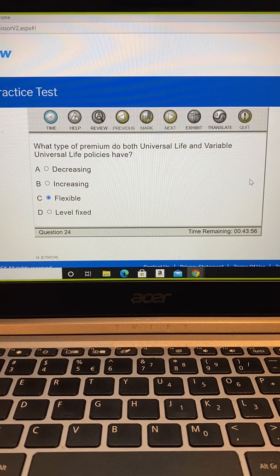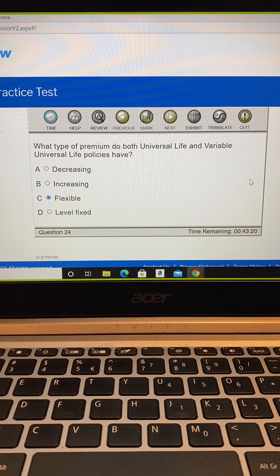Universal, flexible. Got it? Now which one of them is also known as unbundled? Universal. Okay, now that's on the test. So some of these words are interchangeable. The insurance industry makes it sound complicated, but they're saying the same thing. They're just saying it differently.